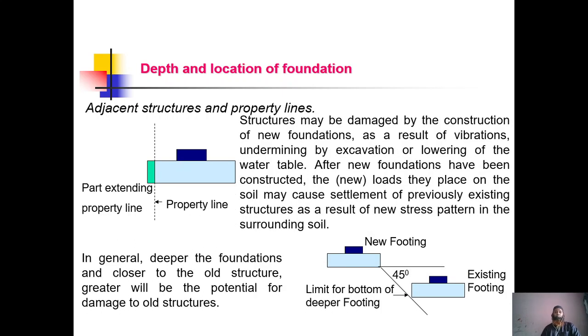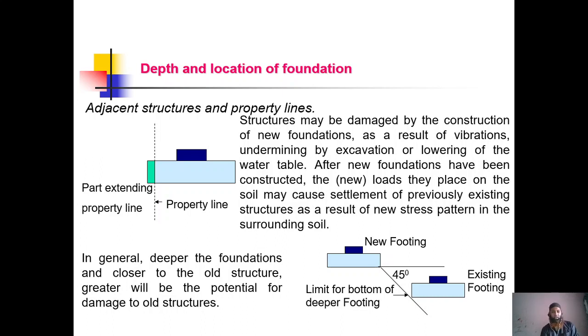Adjacent structures and property lines. Structures may be damaged by construction of new foundations as a result of vibrations, undermining by excavation or lowering of the water table. Sometimes this happens. After new foundations have been constructed, the new loads they place on the soil may cause settlement of previously existing structures as a result of the new stress pattern in the surrounding soil. So even this happens if there are some other structures coming up at the property line, then this might affect your footings also, and there might be some settlements also.